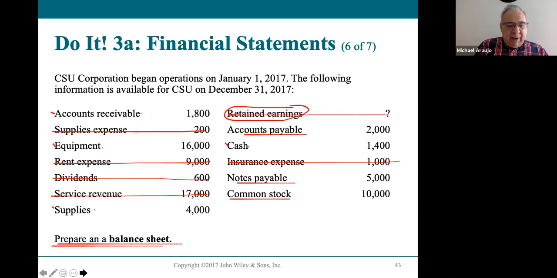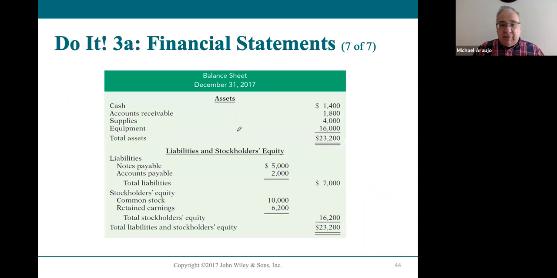So when you look at your balance sheet, this is all done for you in the book and on Wiley. You should be printing these things out so you can actually have samples in front of you. Your assets have a very specific order that you learned if you looked at the balance sheet. Total assets of $23,200.